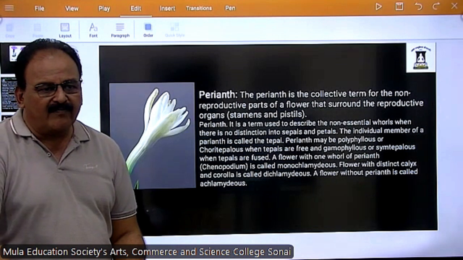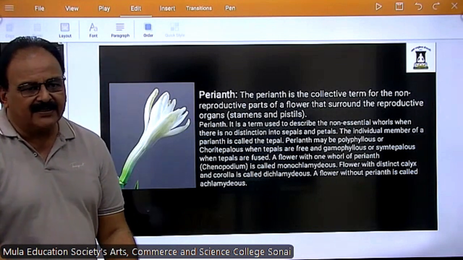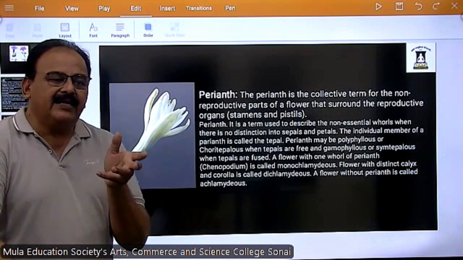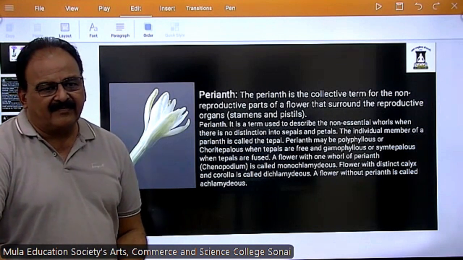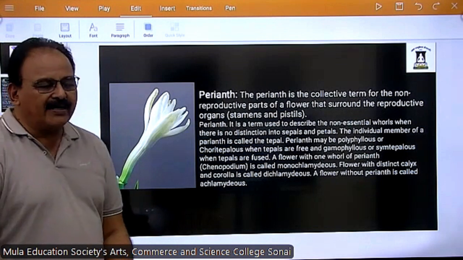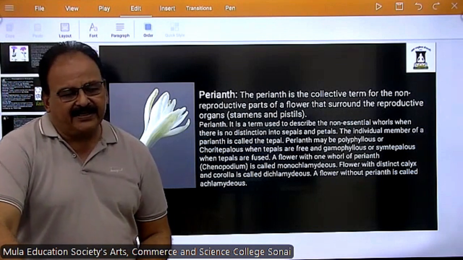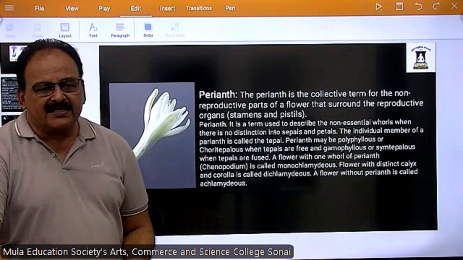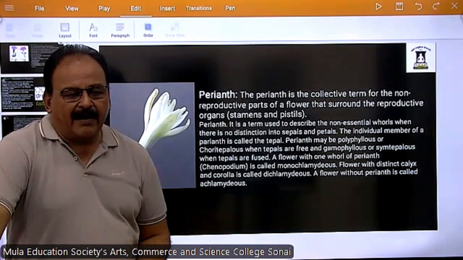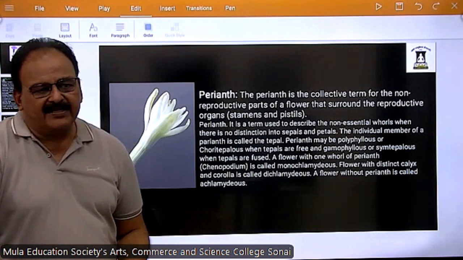The individual member of a perianth is called a tepal, or the perianth is made up of a group of tepals. The tepals may be free or united. When the tepals are united, the perianth is called gamotepalous or gamophyllous, and polyphyllous when they are free.